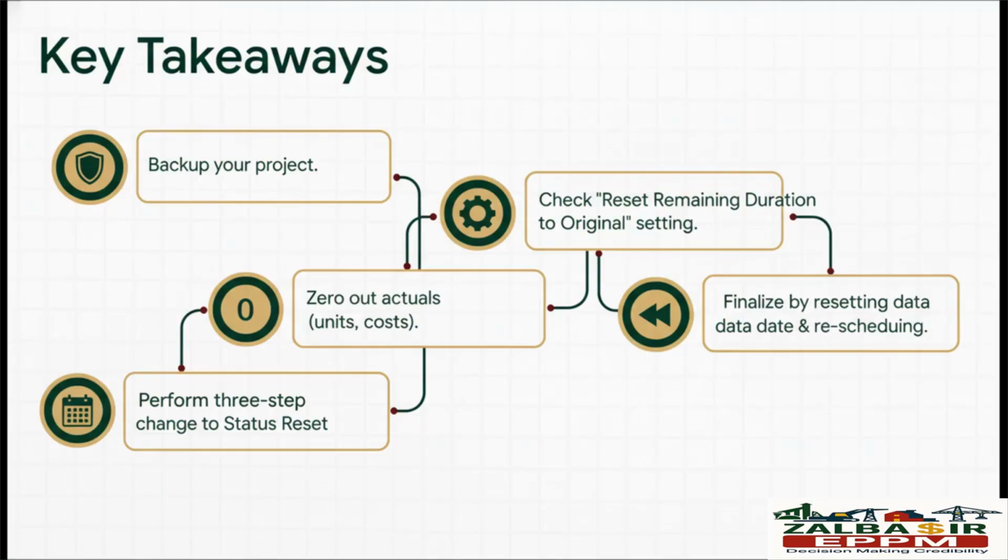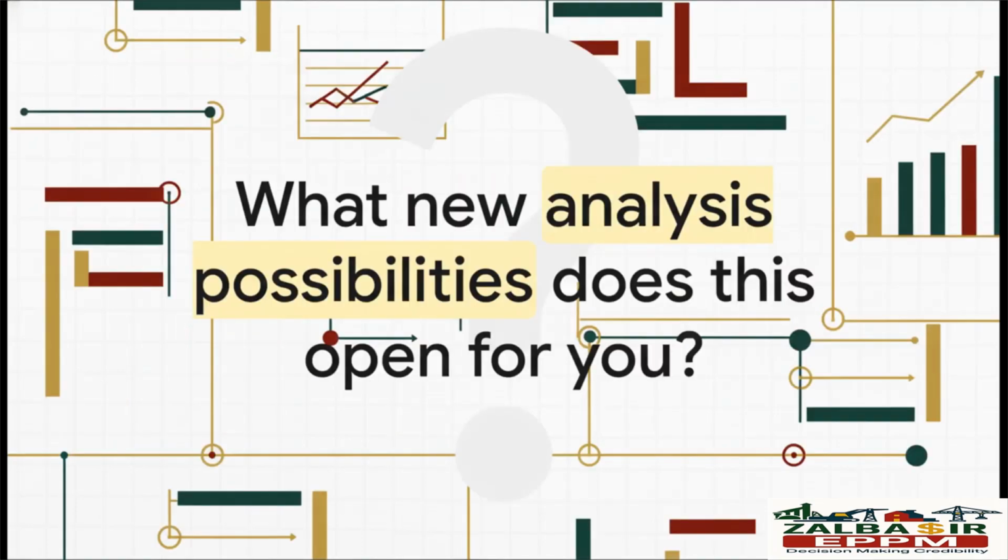1, always back up your project first. 2, make sure that critical calculation setting is checked. 3, zero out all the numbers, the units, and costs before you touch the activity statuses. 4, use that specific 3-step sequence to reset the statuses. And finally, set the date back to the beginning and reschedule. You know, this is a seriously powerful technique to have in your toolkit.